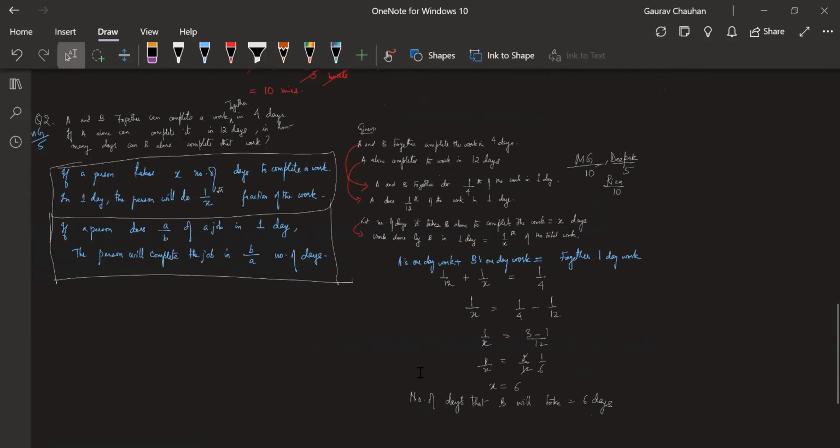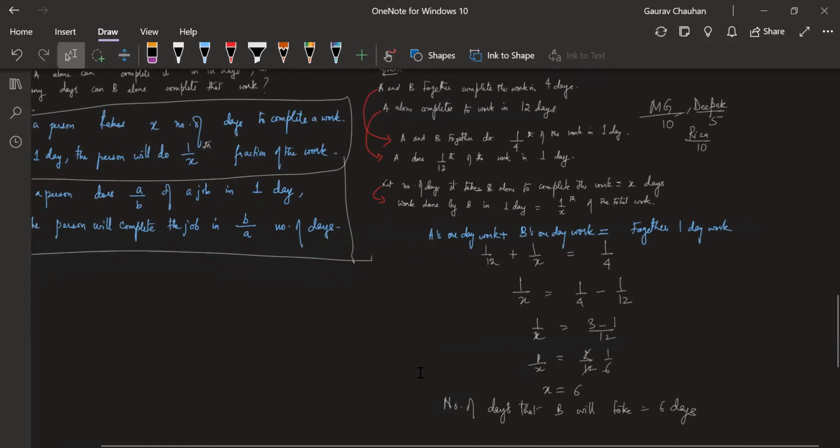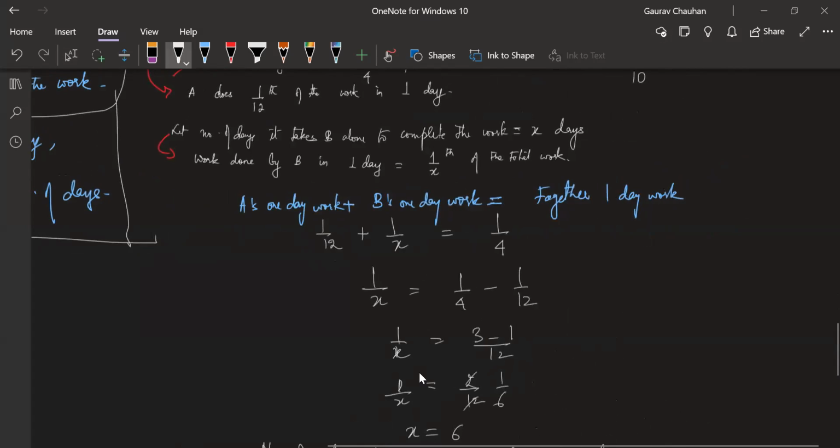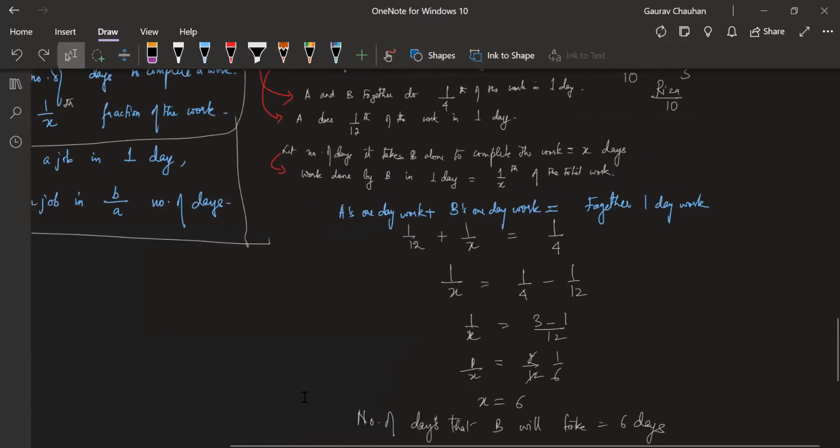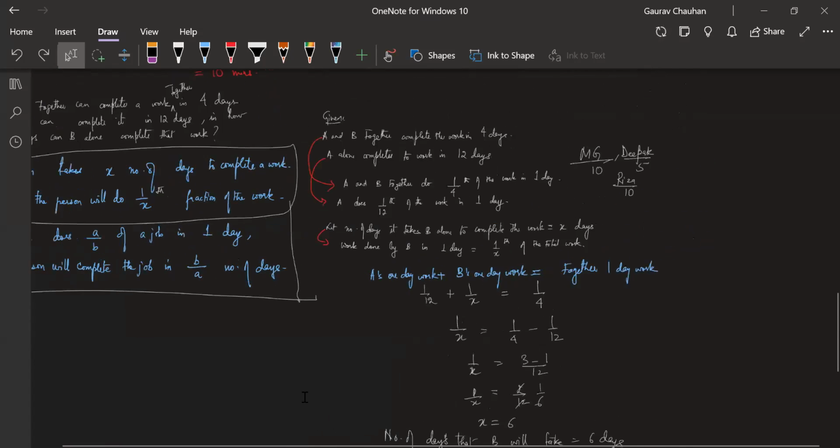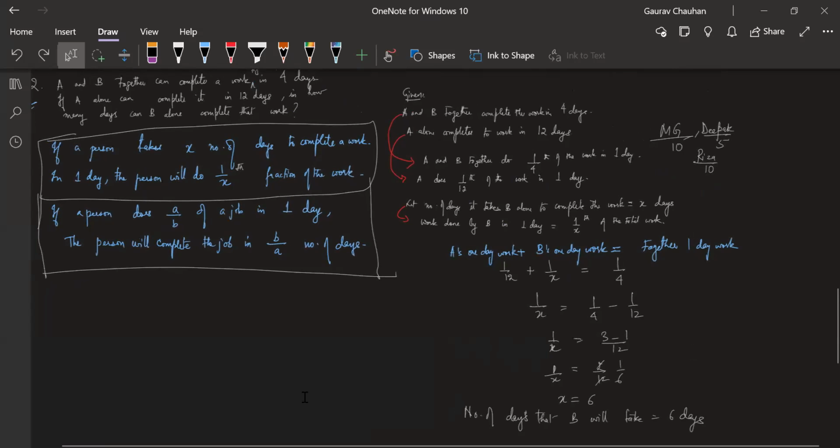Give me a fist to 5 on your understanding of this question. All we have to do is take one assumption, and MG's assumption was fantastic. Let B do the work alone in X days. If B is doing it alone in X days, then in one day B is doing 1/X of the work. From there we were able to make this equation, thanks to Riza. I'll give you guys 1 minute to copy things down, and then we'll move ahead.